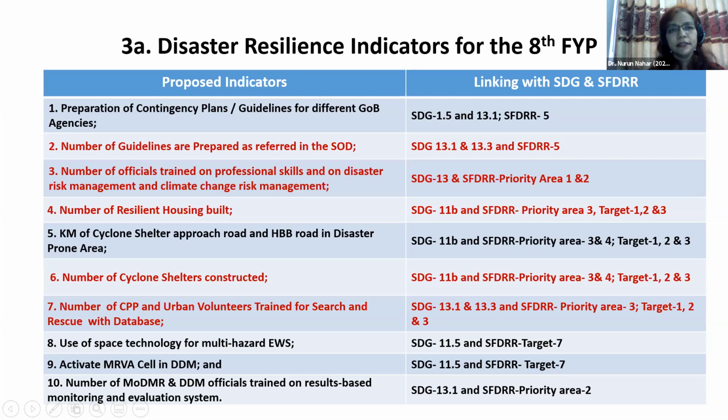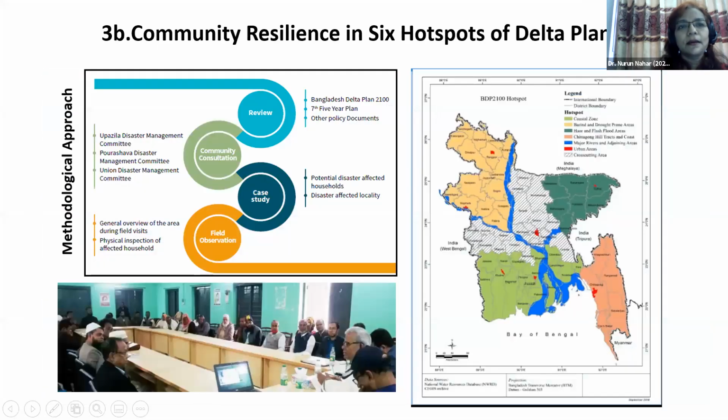In the next activity, sorry, number 3, another study to support the macro plan. We carried out a quick study. It's called Community Resilience in the 6 Hotspots of the Delta Plan. As I mentioned, we have a Delta Plan. It is a very long-term vision up to 2100, supported by the Netherlands government.